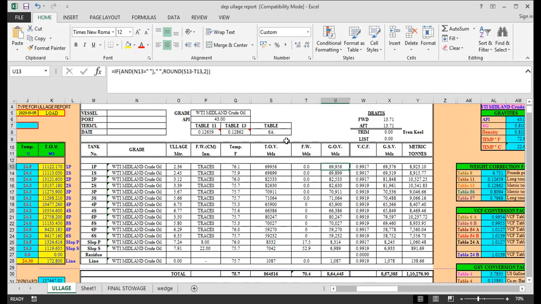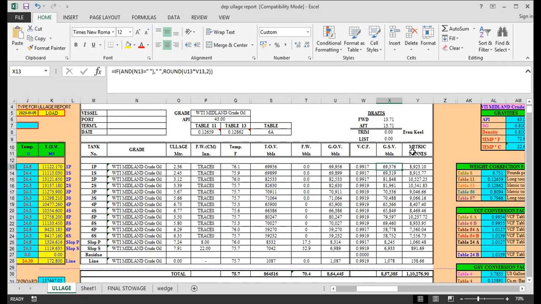So then we are going to enter table 6A. When you enter table 6A, you will enter with the temperature and API. Here the API is 43 and the temperature is 76.1. So with this temperature and this API, when you enter, you will find VCF is 0.9917. You multiply gross observed volume by VCF, you will get your standard volume.